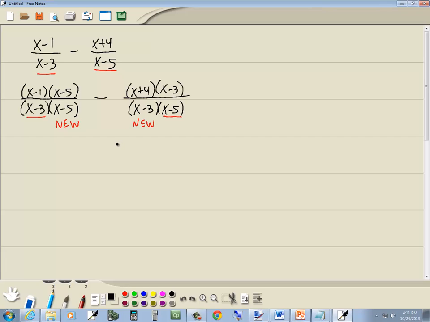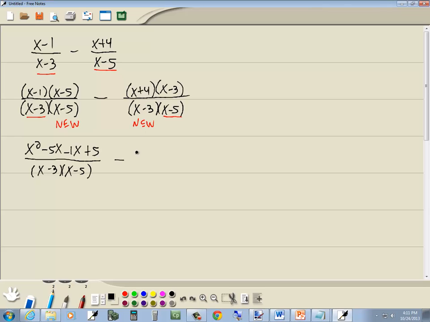The mathematical rule behind it is whatever you multiply by the denominator, you have to multiply by the numerator. Whatever you multiply by the bottom, you have to multiply by the top. Well, we want to get rid of parentheses on top. We don't want to do that down below, though. So x times x is x squared. x times negative 5 is negative 5x. Negative 1 times x is negative 1x. And negative 1 times negative 5 gives us positive 5. All over our denominator.